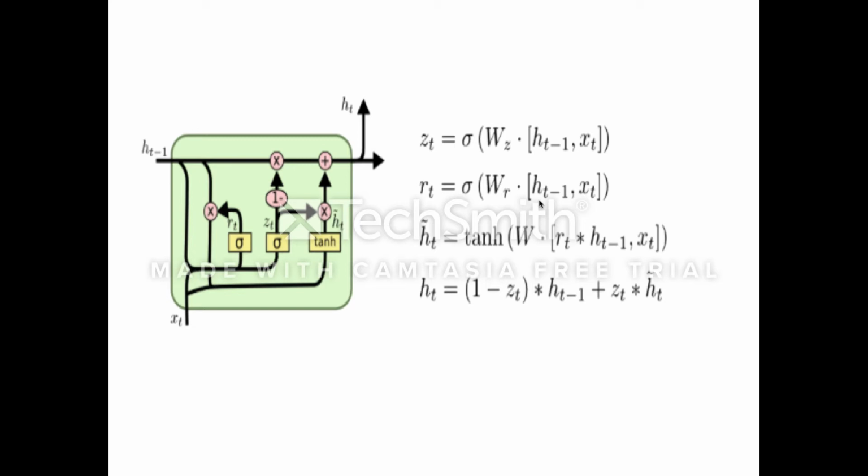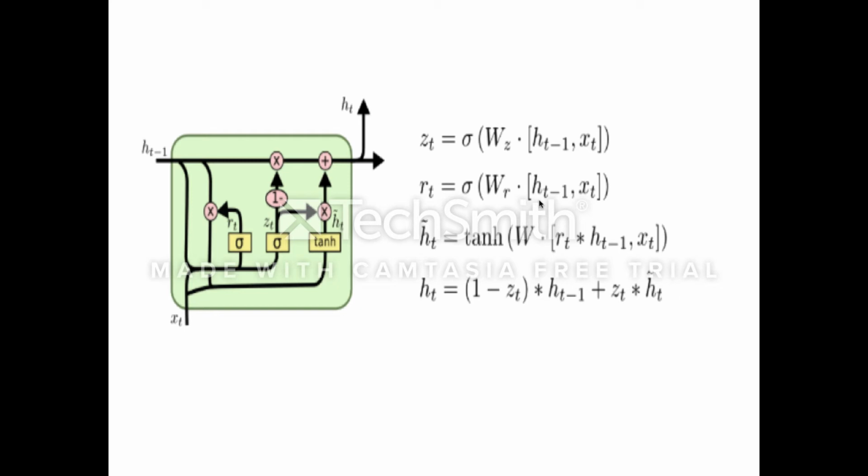A new memory H bar of t is the consolidation of the new input word x of t with the past hidden state, which is represented by H of t minus 1. The reset gate, represented by R of t, is responsible for determining how important H of t minus 1 is to the summarization of H bar of t. The reset gate would also have the ability to completely diminish the past hidden state if it finds that it is completely irrelevant for the new memory.